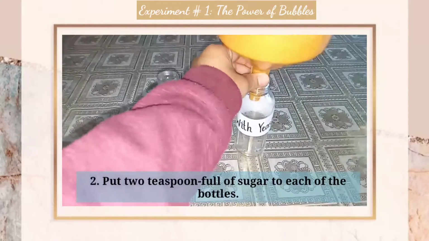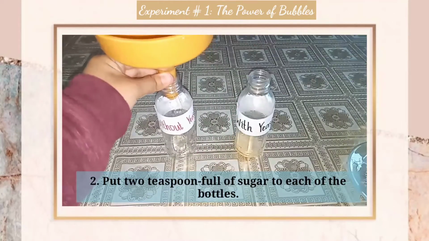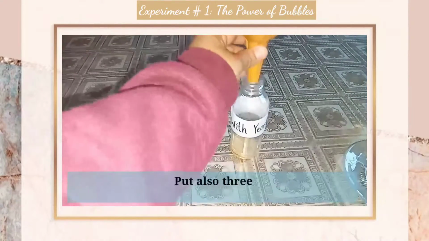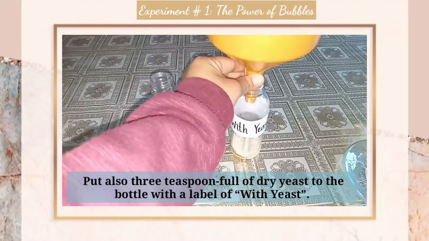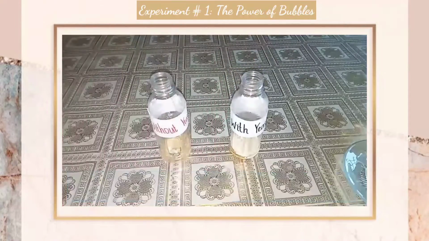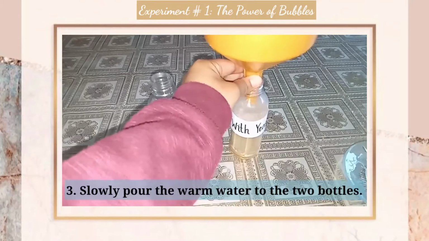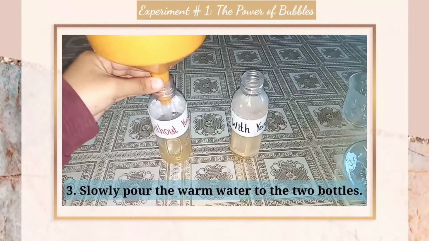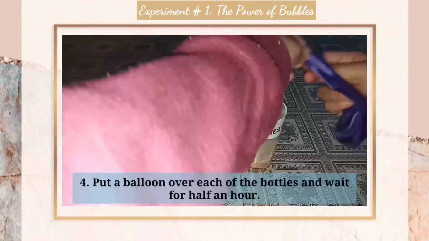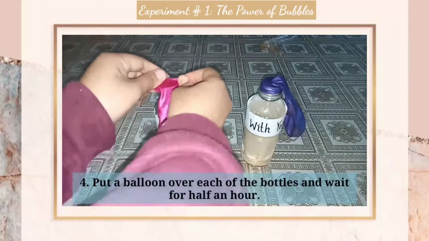Put 2 teaspoonfuls of sugar to each of the bottles. Put also 3 teaspoonfuls of dry yeast to the bottle with a label of with yeast. Slowly pour the warm water to the 2 bottles. And then put a balloon over each of the bottles and wait for half an hour.